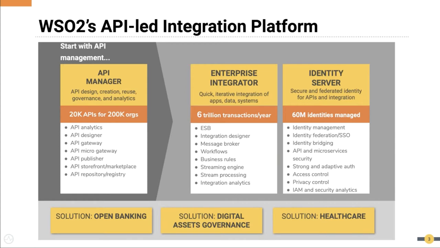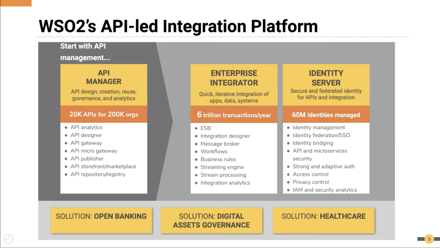And you also know that WSO2 has a product named WSO2 Enterprise Integrator, which is a kind of ESB solution which can be used to integrate different systems from data sources and then do typical service orchestration, transformation, and things like that. Typically that goes hand in hand with API Manager, where Enterprise Integrator can expose APIs and proxy services, and the API Manager will usually front those services to be exposed for various other entities, also for the internet, for example.